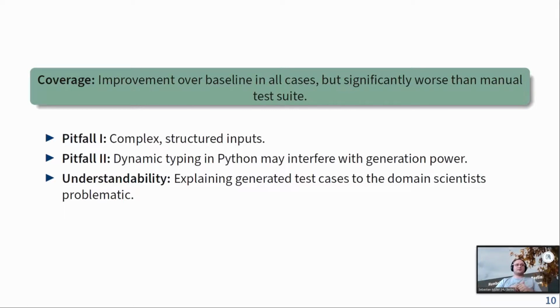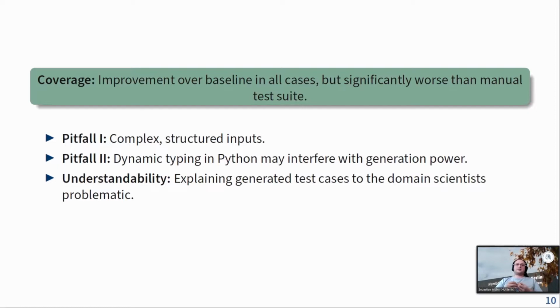So pitfall number 1 that we identified is that our current algorithms cannot work with complex and structured inputs such as material data science input data. Pitfall number 2, the dynamic typing of Python might actually interfere with the generation power of our approaches. We will actually have to see whether we can use specific and new approaches for languages that employ this dynamic typing, such as Python.